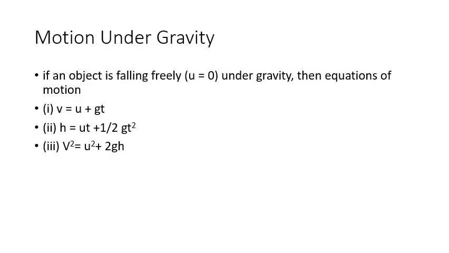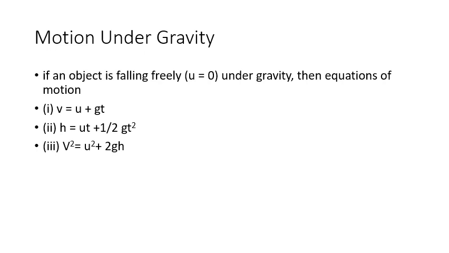Students, now we'll see what the equations of motion of an object under gravity are. When an object is thrown upward or falls towards the earth, its motion is called motion under gravity, because in these conditions the acceleration of the body is equal to the acceleration due to gravity. So this a, which we used to denote acceleration, is equal to the acceleration due to gravity g.